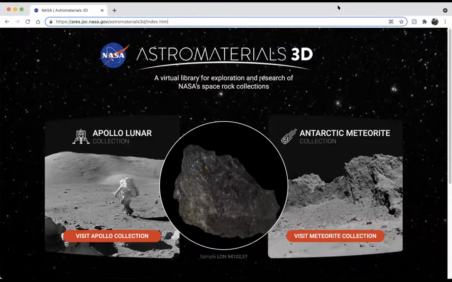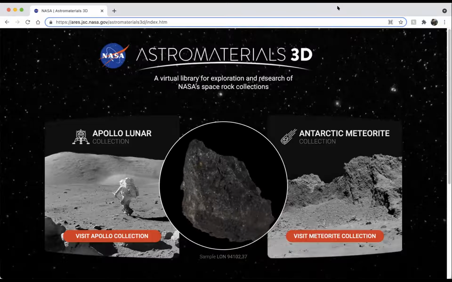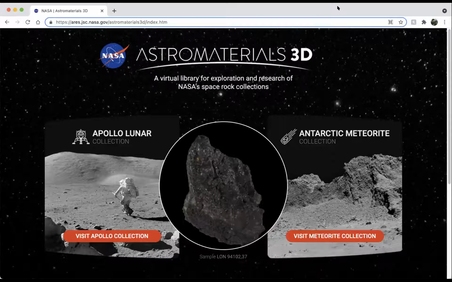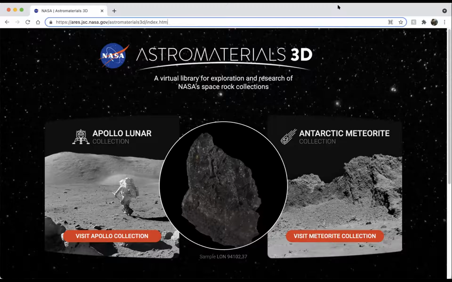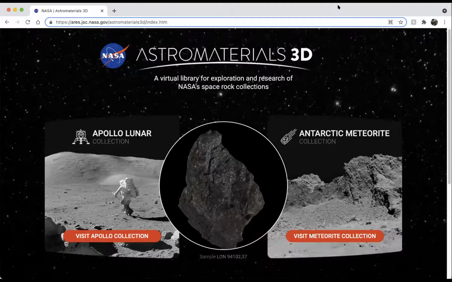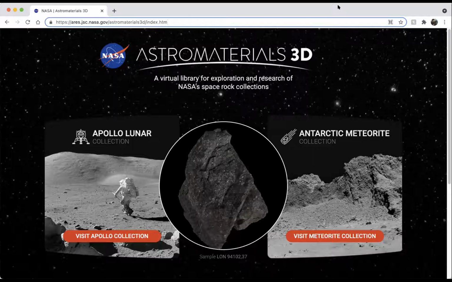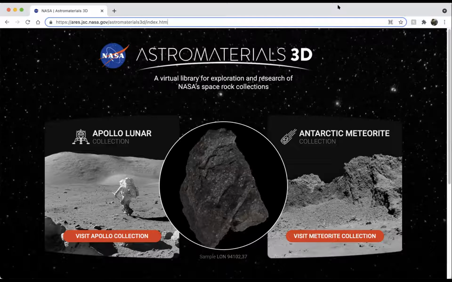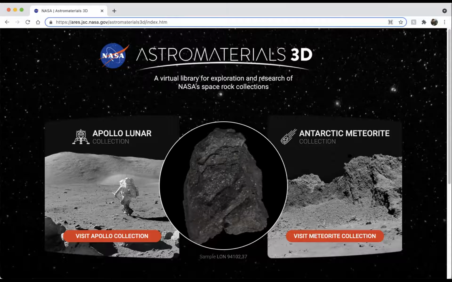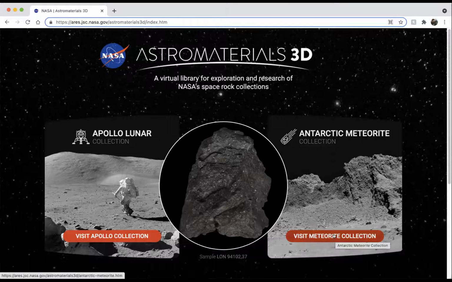And okay, great. So welcome to Astromaterials3D, a virtual library for exploration and research of NASA's space rock collections. So in building this website, we wanted to create a visceral experience of where these rocks come from. And we have two collections currently on the site, the Apollo Lunar Collection and the Antarctic Meteorite Collection. So today we're going to focus on the Antarctic Meteorite Collection, but I hope that you'll come back and take a peek at the Apollo Lunar Collection when you have a chance.